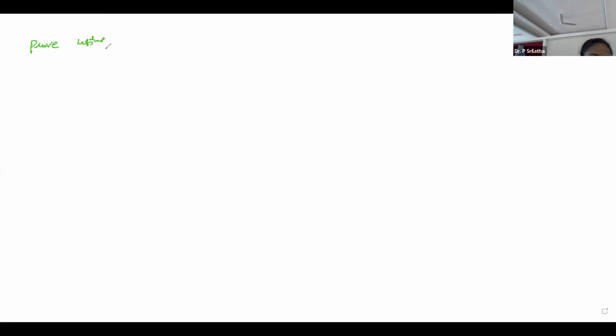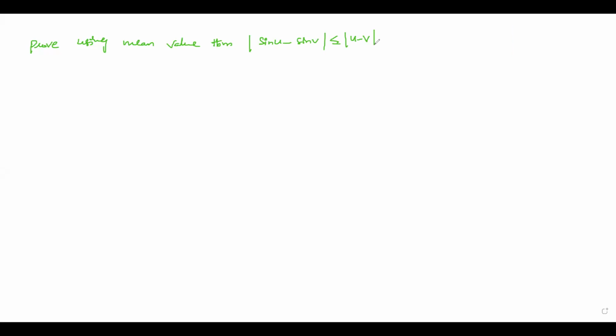Prove using the mean value theorem that modulus of sin u minus sin v is less than or equal to modulus of u minus v. So what is our function here? Sin x. What is the differentiation of sin x? Cos x. What about the limits? u, v.